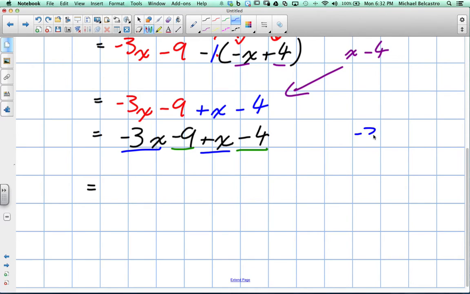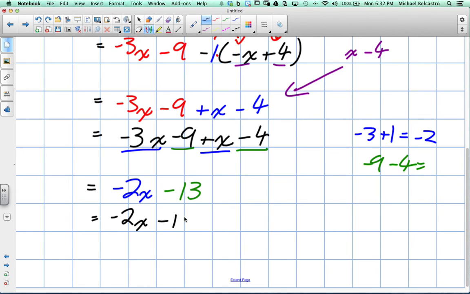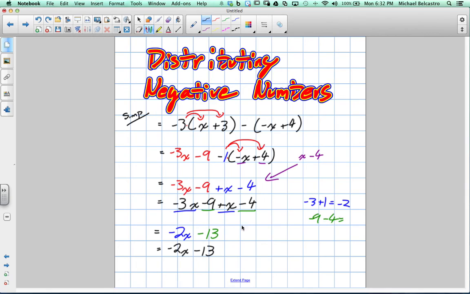Think of it like this, negative 3 plus 1. If you've got a calculator, give it a try. Negative 2. Yeah, that's right, negative 2. So in other words, it's negative 2x. And our green one here is negative 9 minus 4. So that's going backwards, so that's actually negative 13. Okay? And that would be your simplified answer.